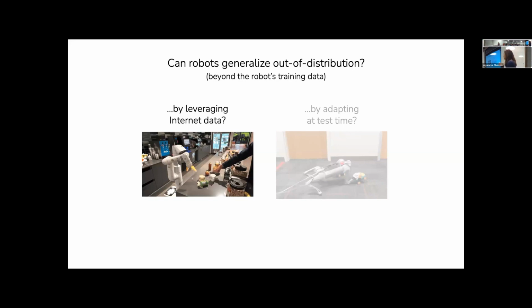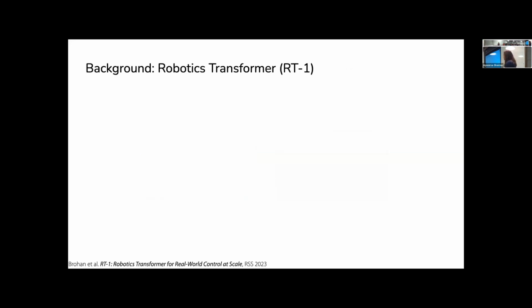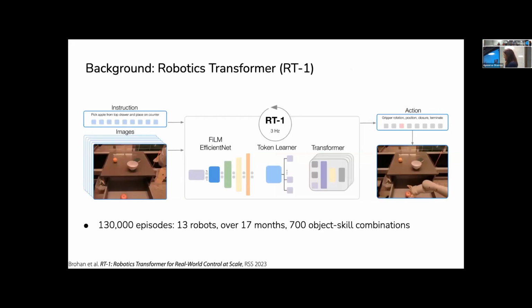Cool. So let's start with the first bit. As some background, we're going to be looking at an imitation learning approach based off of the RT1 architecture, which is a robotics transformer. It's an image and language conditioned policy that predicts, given a language instruction and a history of images, what end effector action to take. And it was trained on around 130,000 episodes, spanning a fairly long period of time.